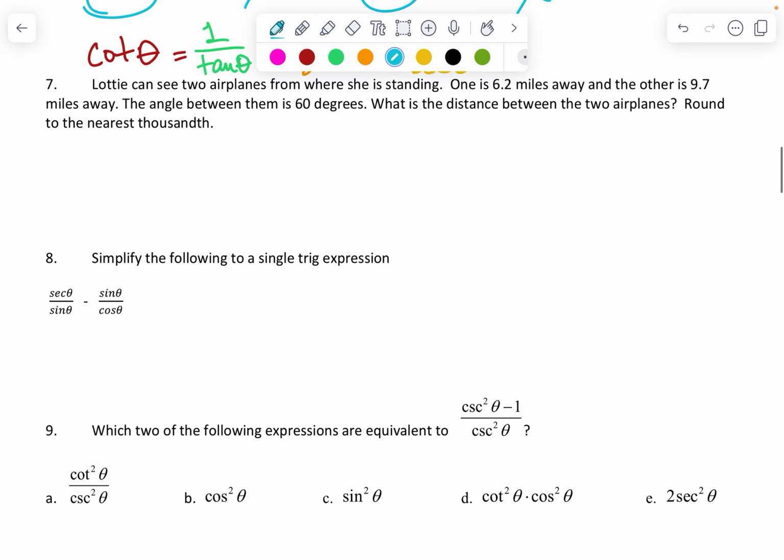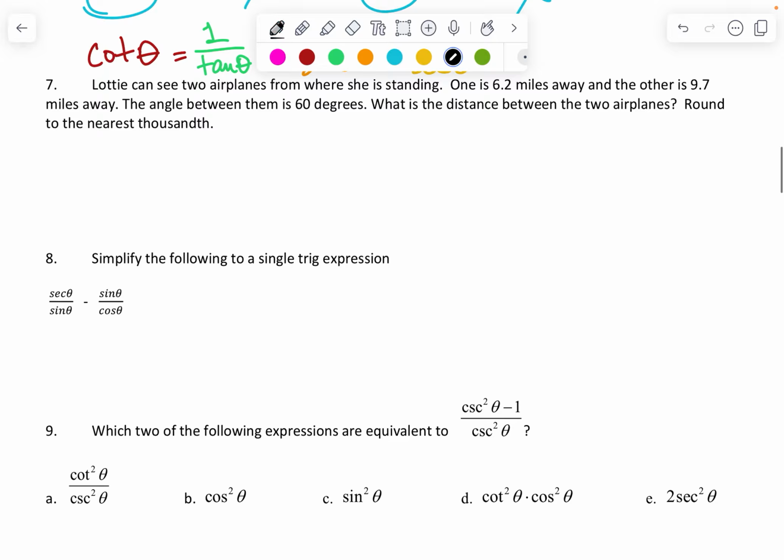Question number 7. Lottie can see two airplanes from where she is standing. One is 6.2 miles away and the other is 9.7 miles away. The angle between them is 60 degrees. What's the distance between the two airplanes? Round to the nearest thousandth.